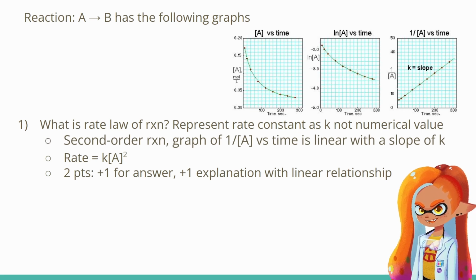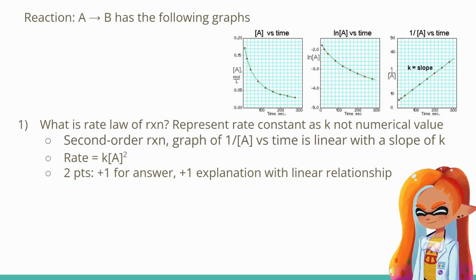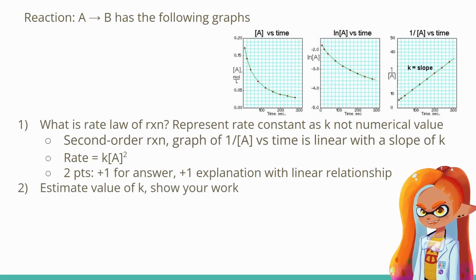So, talking about which graph made sense. It's the second order and then representing that. Cool. And so we could estimate k, and you need to show your work. As a reminder, k is just slope, so slope is the change of y over the change of x, so you just have to put 2 data points on that linear graph, and then you can estimate k.